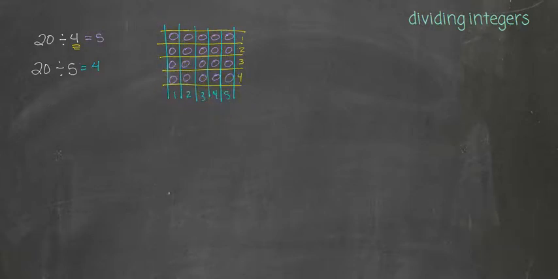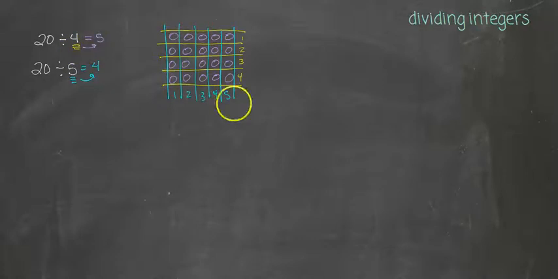equally sized groups. What do I have inside of each group? Well, I'm looking between the blue lines, 1, 2, 3, 4 objects in each group, and so when I divide 20 into 5 equal groups, I'm left with 4. Just like when I divided 20 into 4 equal groups, I was left with 5.